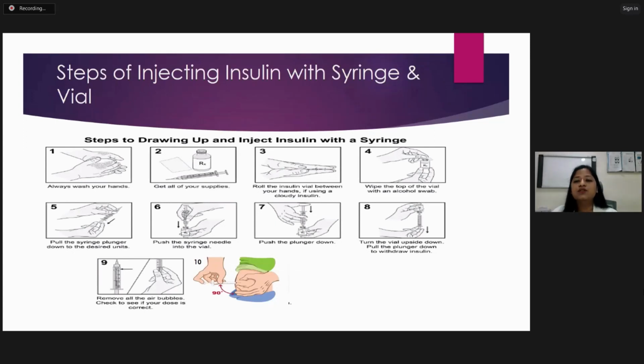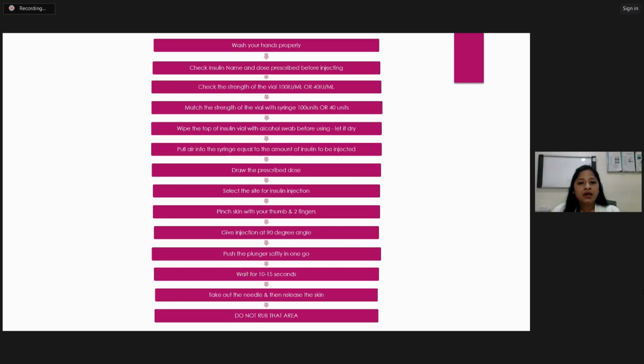Steps of taking insulin with syringe and vial. First of all, they have to wash their hands and prepare the syringe. Then they have to check the insulin name and prescribed dosing before injecting. They have to check the strength of the vial, whether it is 100 IU or 40 IU, and match the syringe with that. They have to match the strength of the vial and syringe.